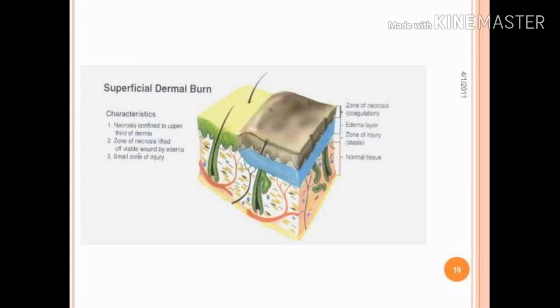Superficial dermal burn or first degree burn. What are the characteristics of a first degree burn? Necrosis confined to the upper third of the dermis, zone of necrosis lifted off the viable wound by edema, and the third one is a small zone of injury.